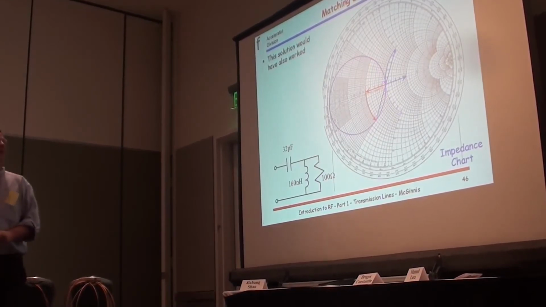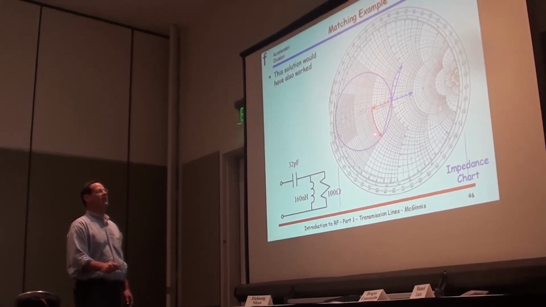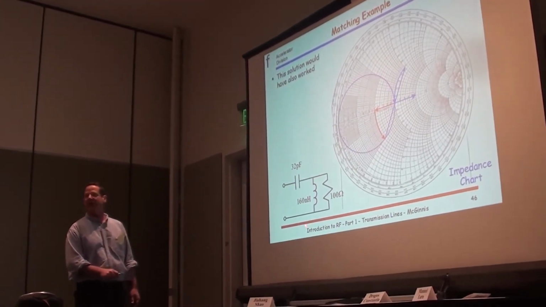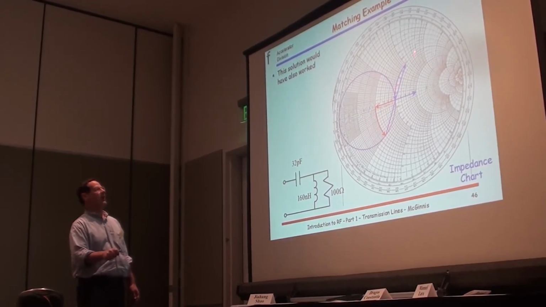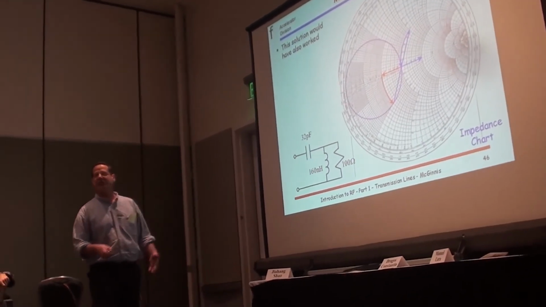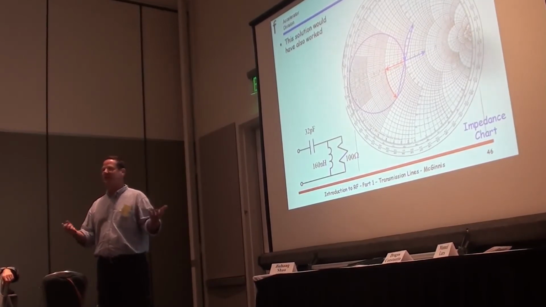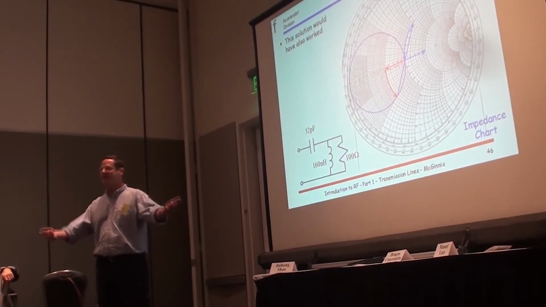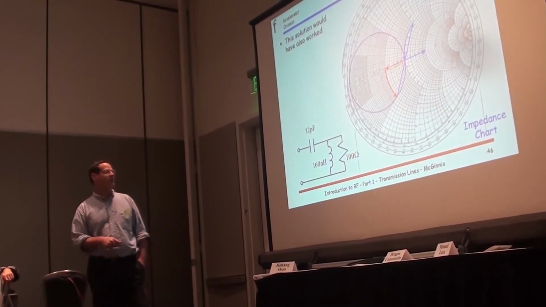Now, we also could have done this other solution here. Instead of going this direction, we could have gone down. So we would have added an inductor in series, and then we'd flip, and then we'd add a capacitor in parallel, like this. And so you have two different solutions. Typically, given the number of combinations, you get two different solutions. If I wanted to use three elements, I would get three solutions. Now, you have to ask yourself which solution is better.